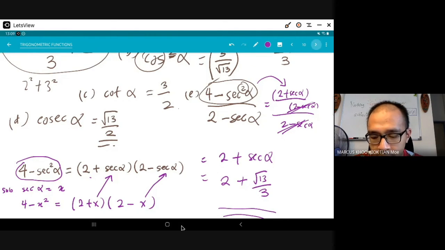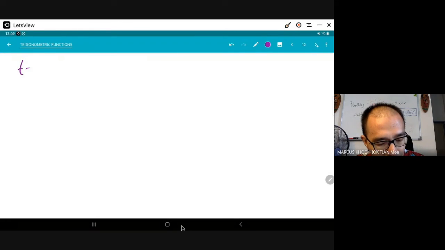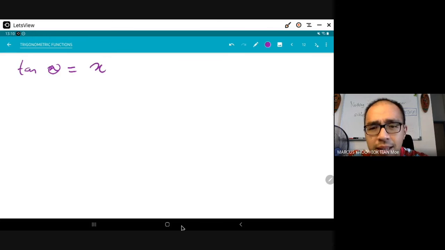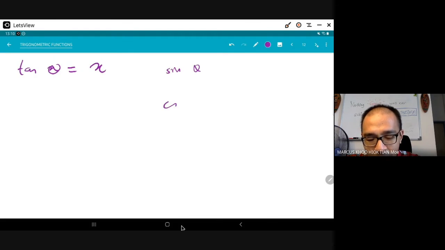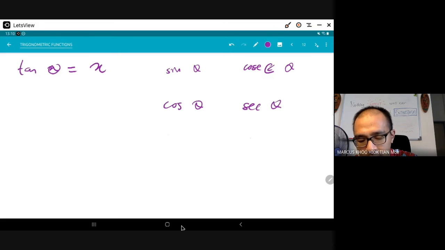Okay, let me give you another one. Let's say tangent theta equals x. Say it's just that lah. Tangent theta equals x. Okay, I give it like that only. Tell me, what is sin theta? What is cos theta? What is cosecant theta? What is secant theta? And what is cotangent theta?